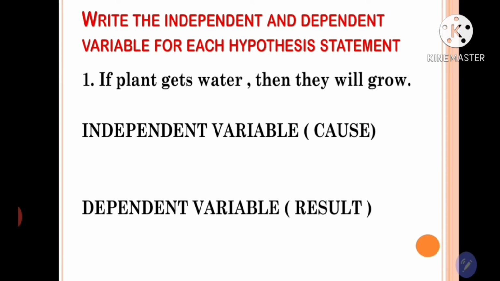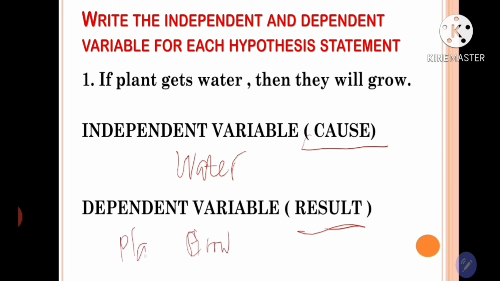Next one. If the plant gets water, then they will grow. So what is our independent variable? The cause. Okay. The water. Every time daw na natutubigan or didiligan yung halaman, ano mangyayari sa kanya? Ano magiging resulta? Okay, the plant will grow. So that is our dependent and independent variable.